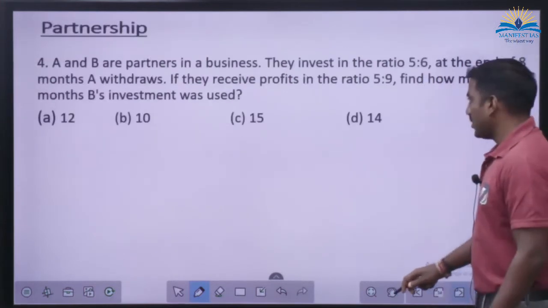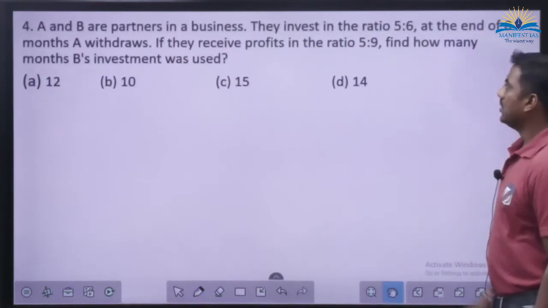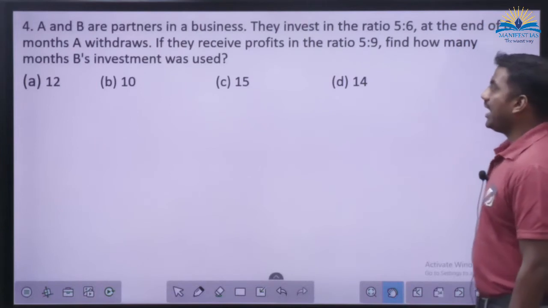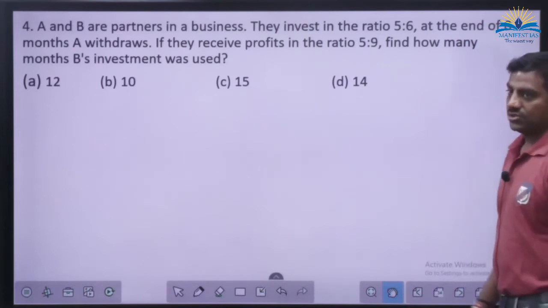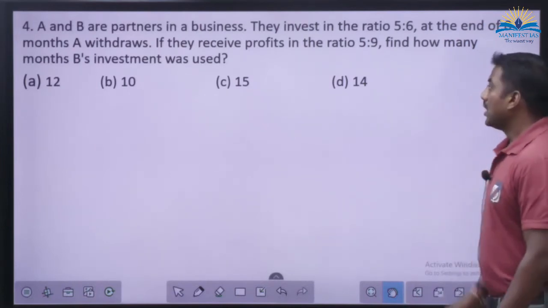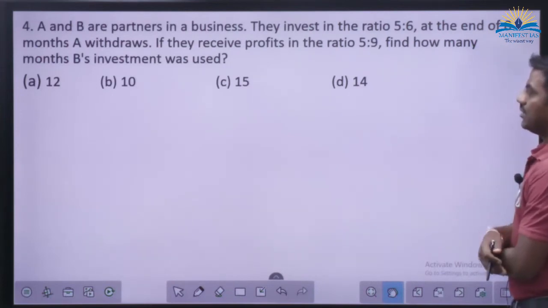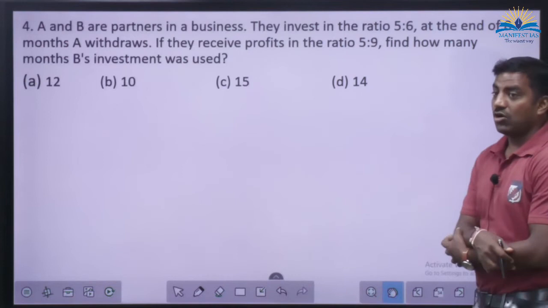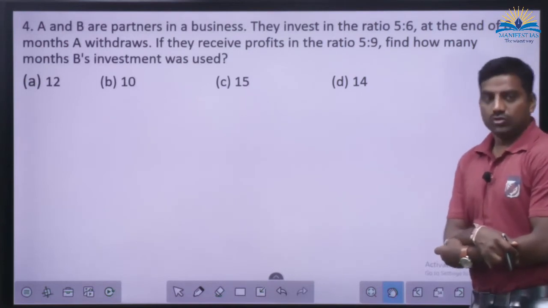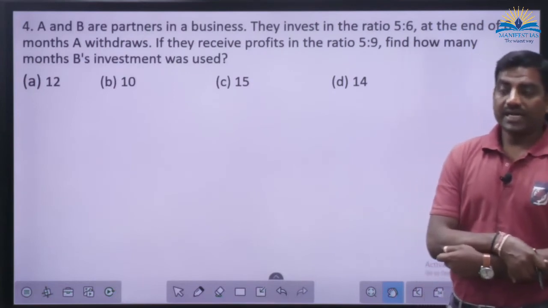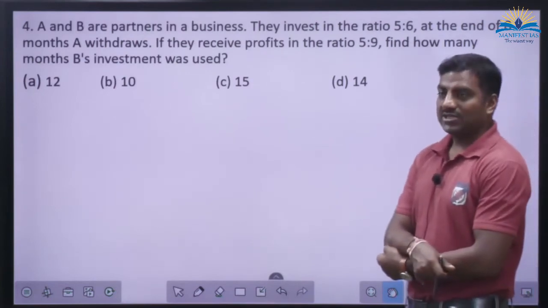A and B are partners in a business. They invest in the ratio 5:6. At the end of 8 months, A withdraws. If they receive profits in the ratio 5:9, find how many months B's investment was used. Here they have not given 1 year. Usually they would give 1 year. Calculation is done at the end of 1 year. Here they haven't given. Yes or no?